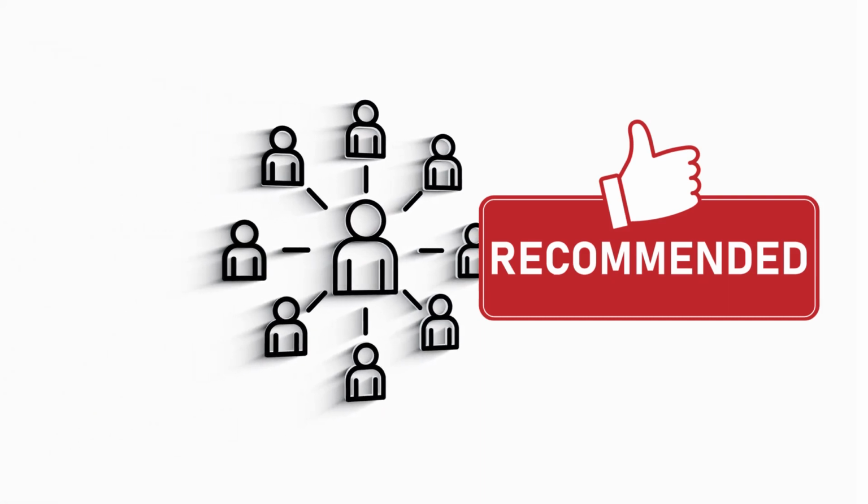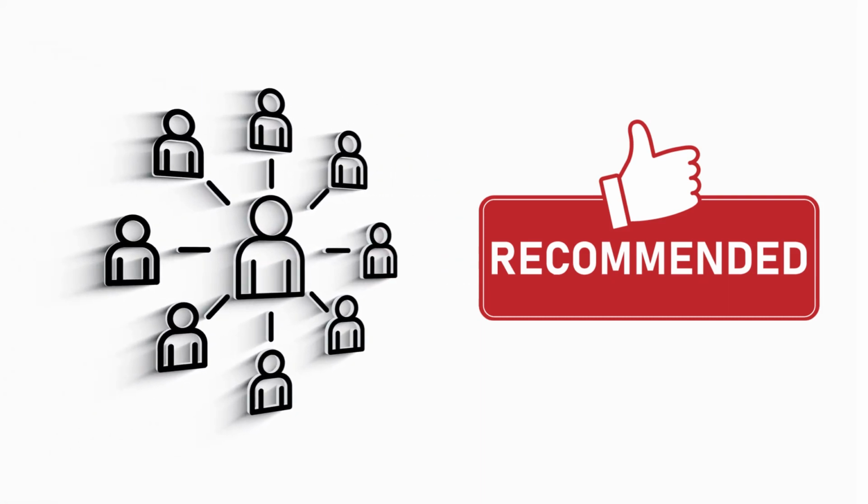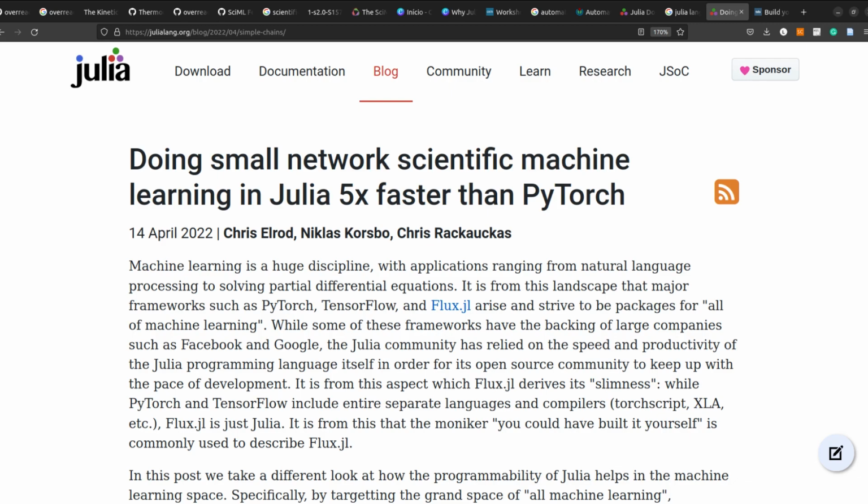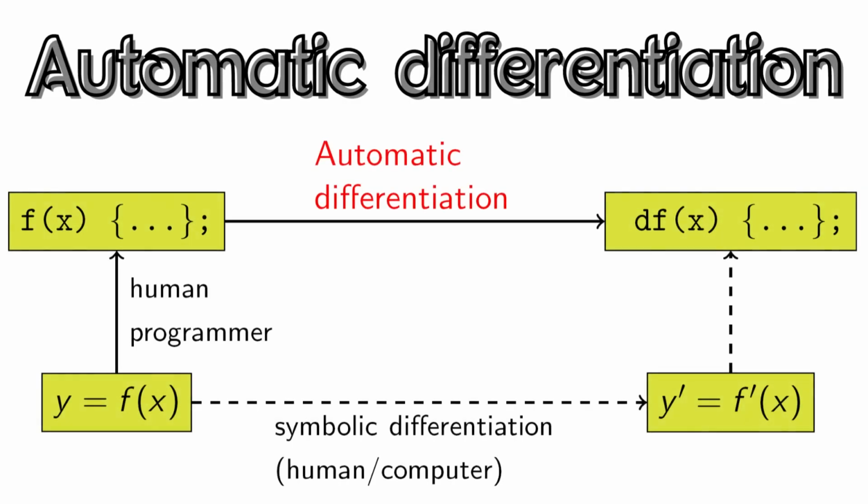For an in-depth look into Flux.jl and its use with SciML tools, I strongly recommend you read the amazing tutorial that Chris Rackauckas, Nicholas Korsbo, and Chris Arrold posted in the Julia Lang blog. Since we have finished the first part of our machine learning series, I will give you a spoiler about the next video, where we will discuss automatic differentiation and how the SciML ecosystem can help us to calculate it.